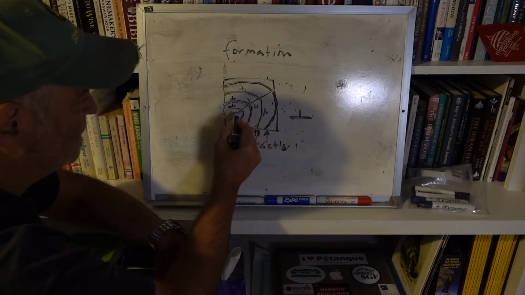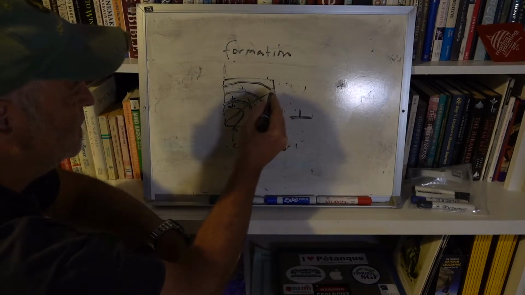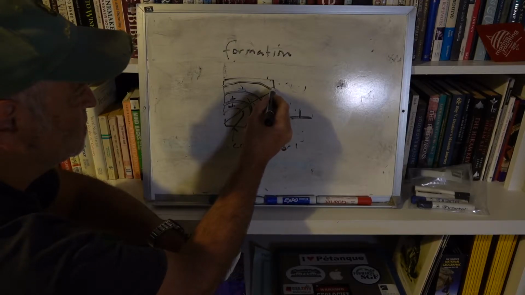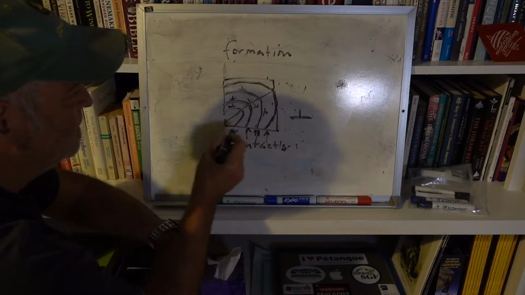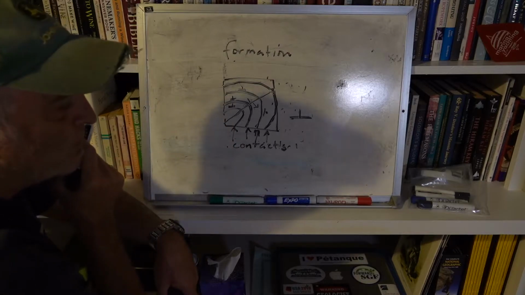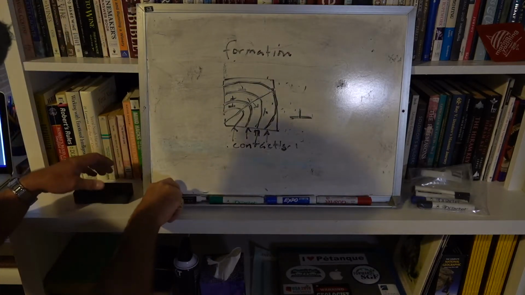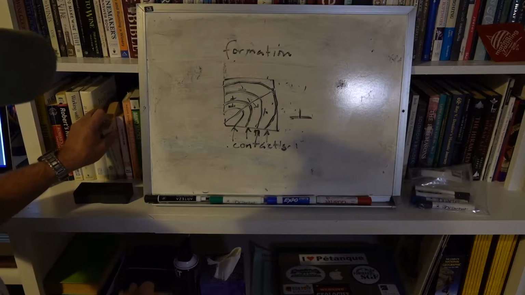Now you know the strike and dip symbol. Here's the plunge direction, off in that direction. And so these are rocks that have been folded. Let me show you an example.